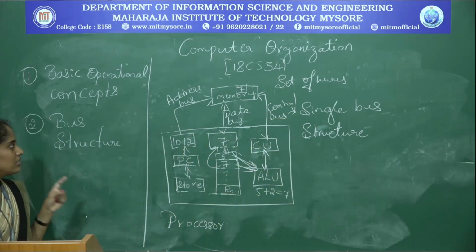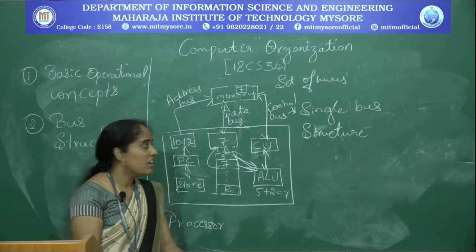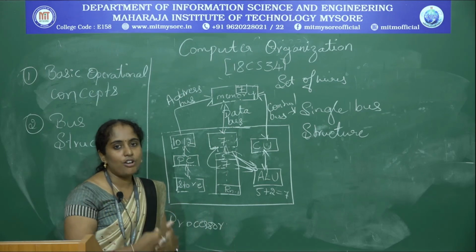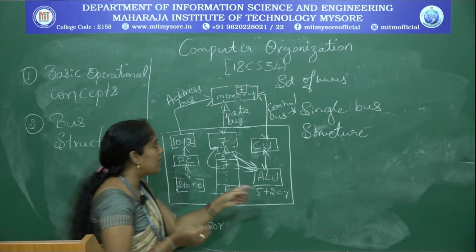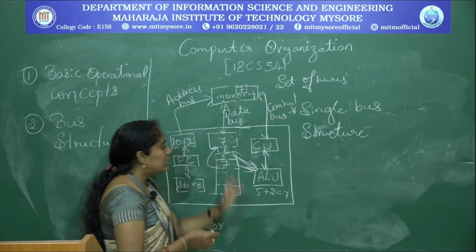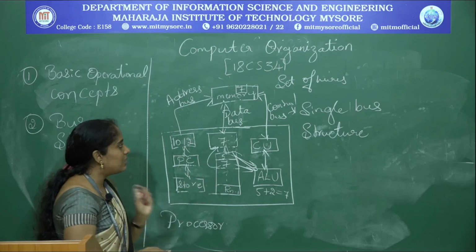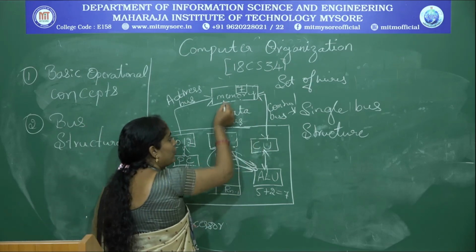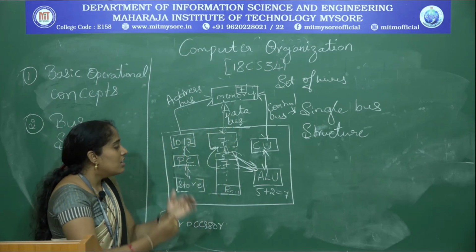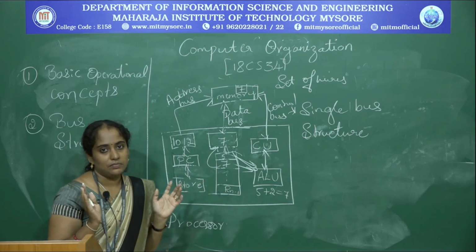So the address bus will carry only address information. In the same way, the data bus will carry only the data, and the control information will be transferred by using the control bus. Here we are using a single bus structure. Single bus means we are using only one set of wires, so in the single bus structure only two devices can be active at the same time.